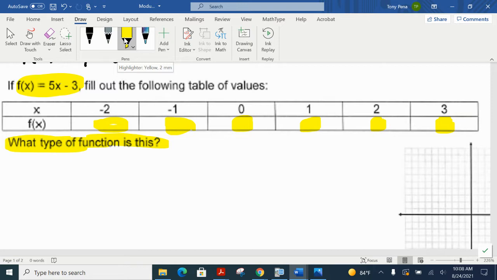Walk me through it. What's 5 times -1? And then decrease by another 3.